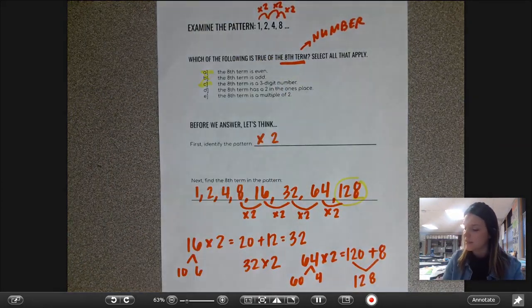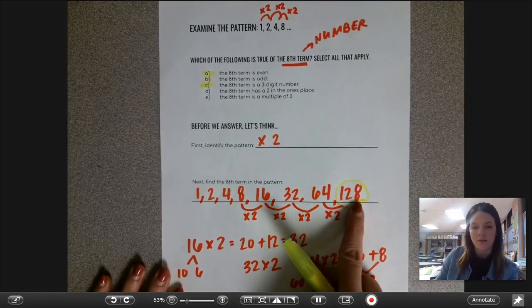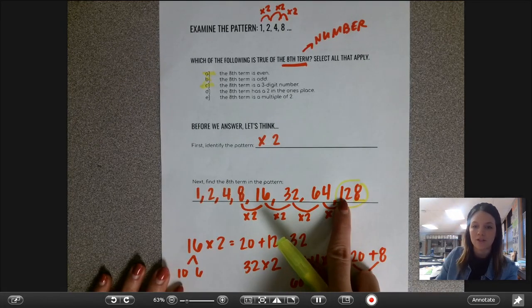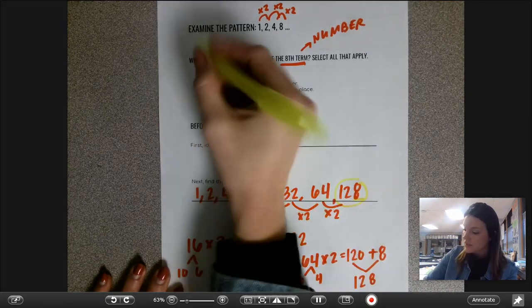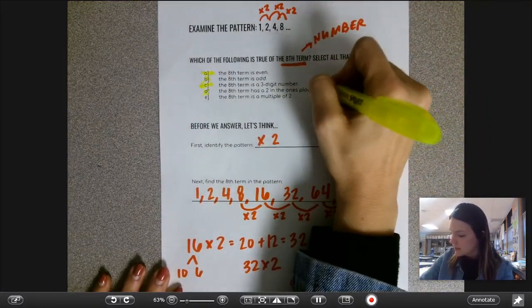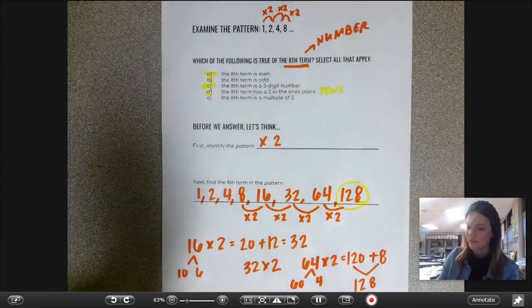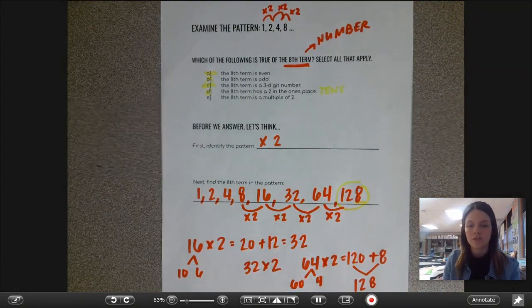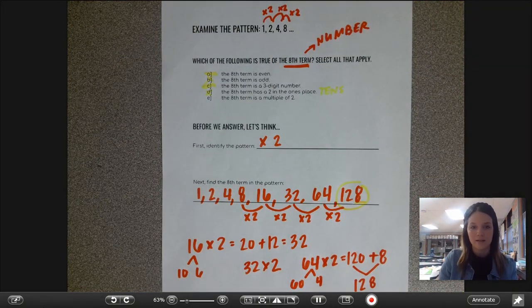If I look at D, the 8th term has a 2 in the ones place. Well, I know my number does have a 2, but if I look closely, the ones place is where my 8 is. My 2 is in the tens place. So D cannot be true. In my class, we would write tens right here to remind ourselves that it's actually written in the tens place, which is what makes that answer incorrect.